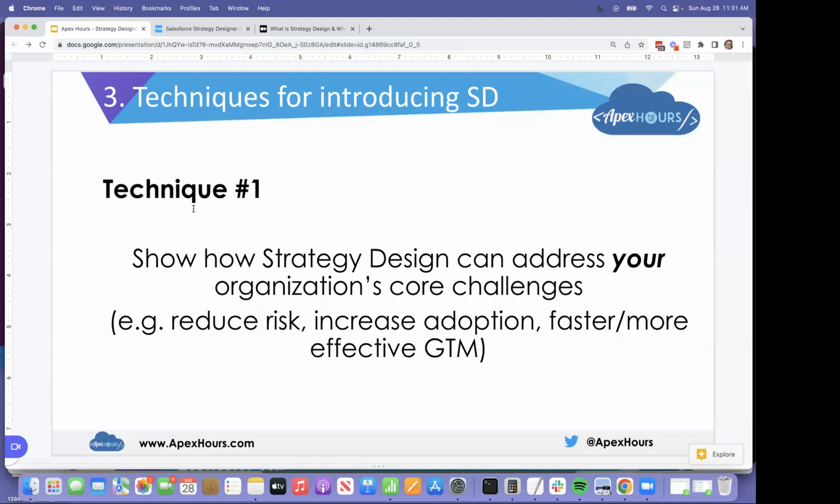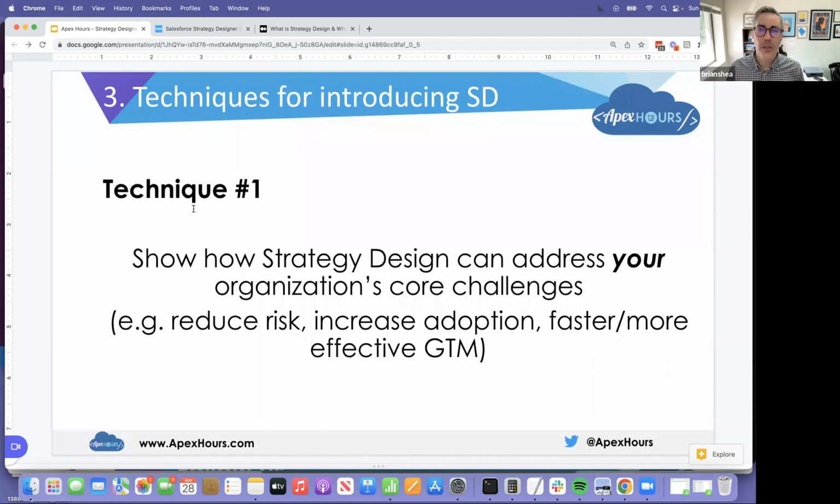All right, so we talked about the benefits of strategy design. We talked about some of the challenges of introducing strategy design to your organization. Now I'm going to talk about some techniques for introducing strategy design to your organization.